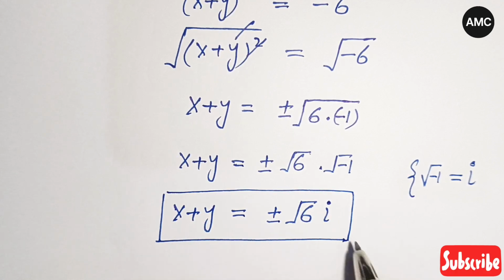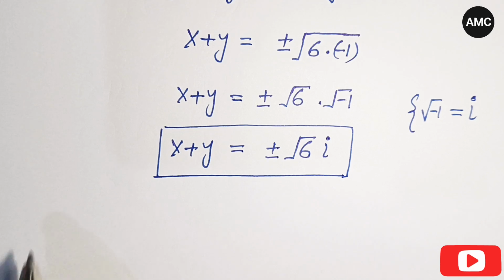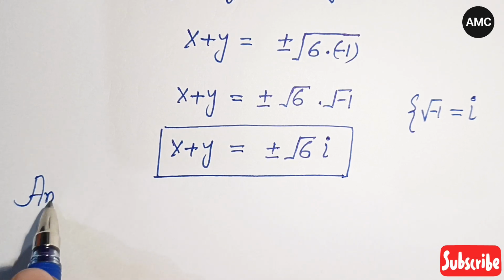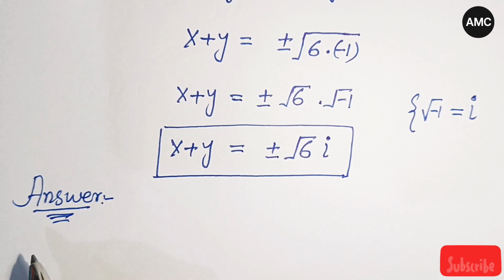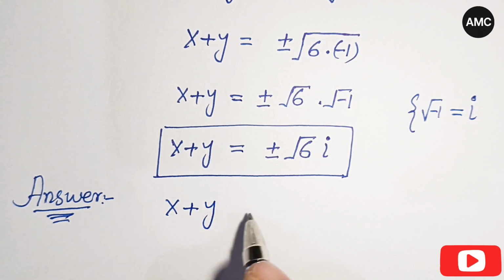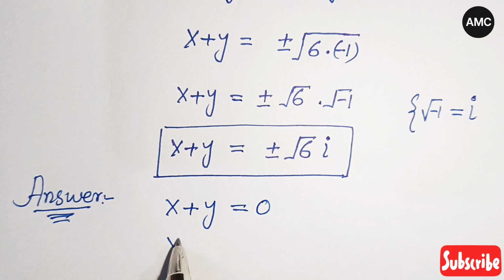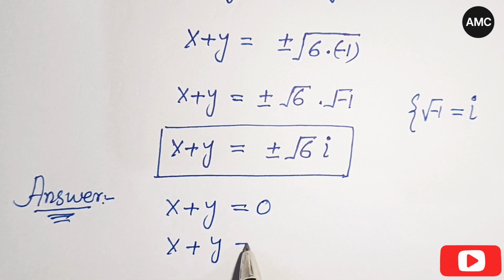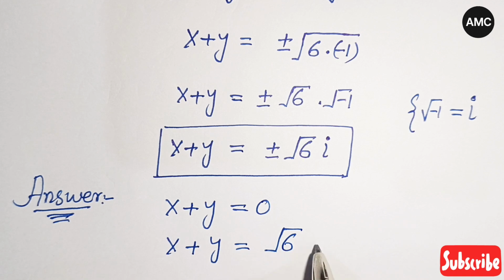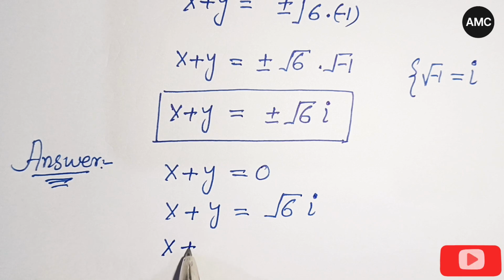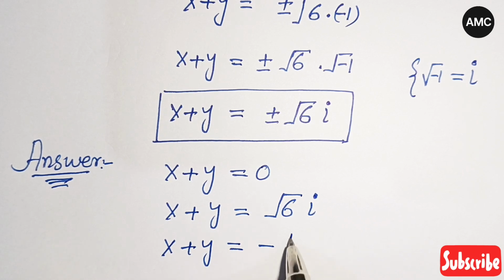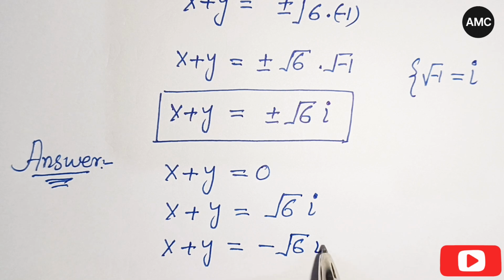Now our final solution, that is our final answer, we have actually three values of x plus y. So our first value is x plus y is equal to 0. Similarly here we have our complex values: x plus y is equal to plus square root of 6i, and similarly our final value of x plus y is equal to minus square root of 6i. So it is our final answer.